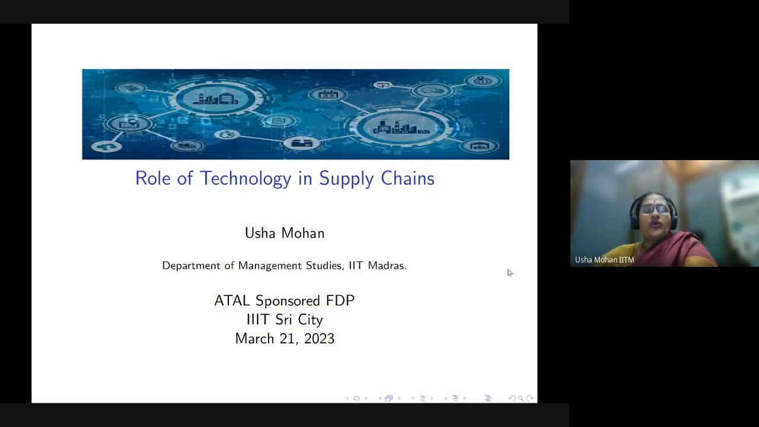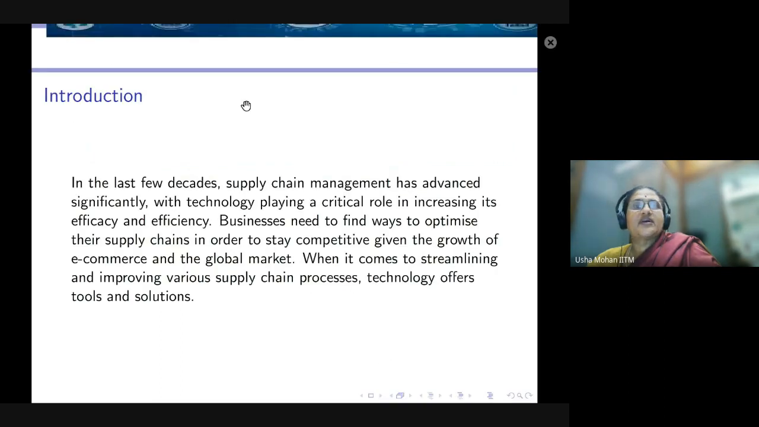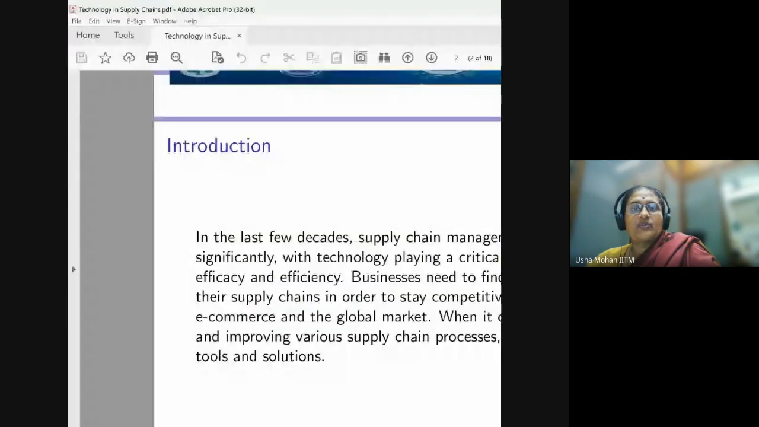What we are going to do in the next 1 hour is understand the role of technology in supply chain. Towards this, I would like to make it as interactive as possible. So let me try and open the chat box so that we can have a chat going on. Just give me a minute. Please use the chat box. I would like you all to interact as much as possible.